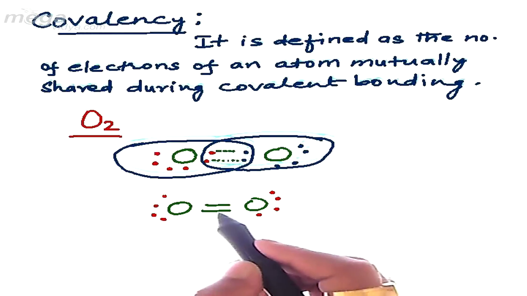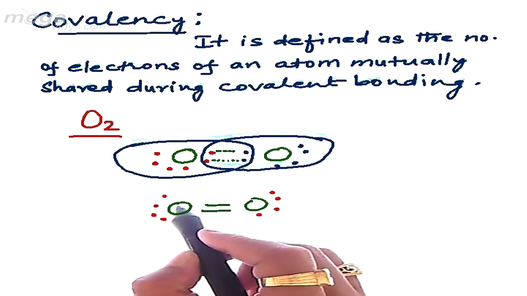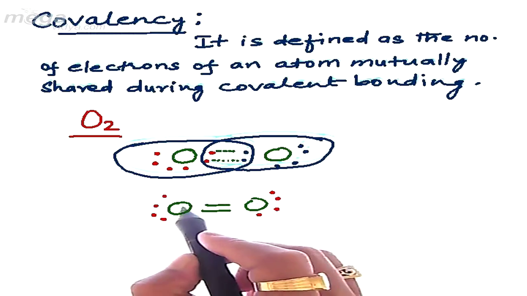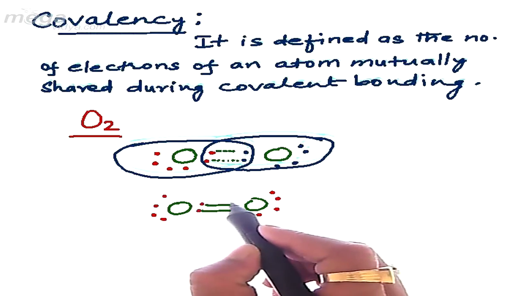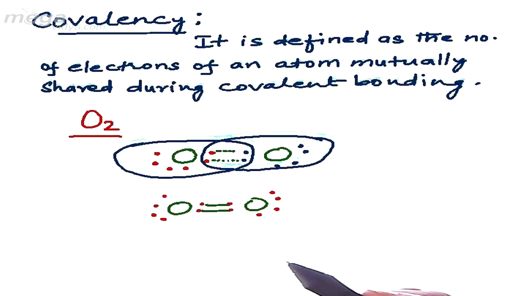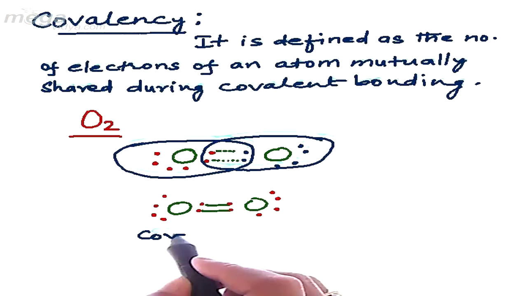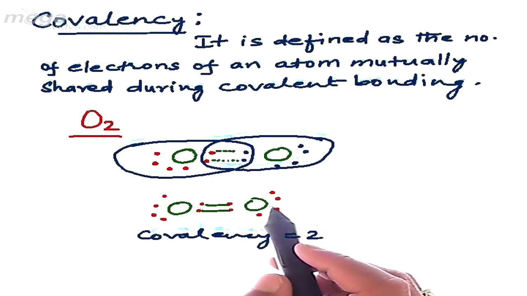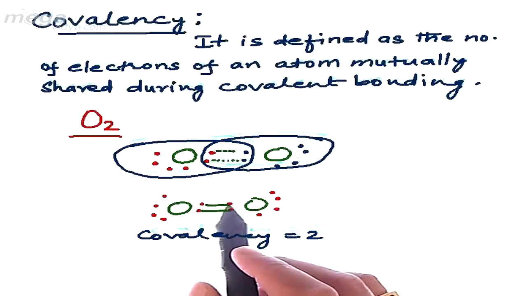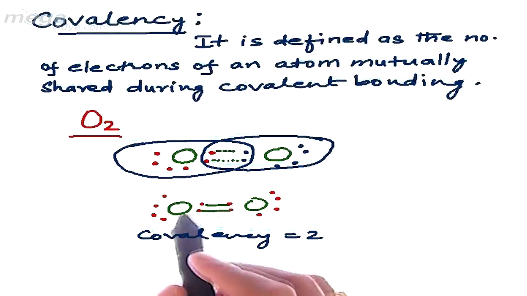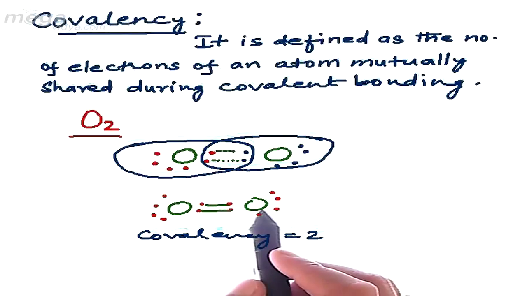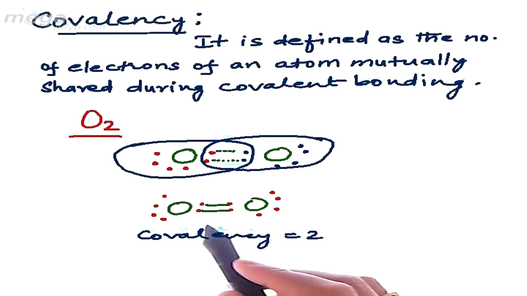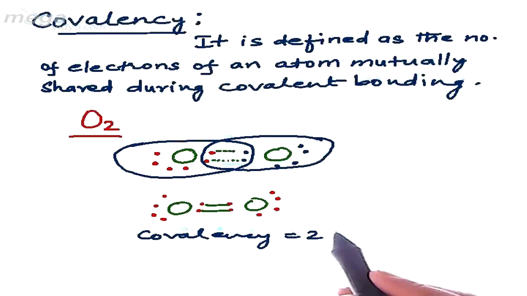During covalent bonding between these two O atoms, 2 electrons of both the oxygen atoms are undergoing mutual sharing. So in this case, the covalency will be equal to 2. Basically, to determine covalency, we have to judge that the bonding atoms undergo mutual sharing of electrons, and based on the number of electrons mutually shared, we can determine covalency. Let's move to another example.